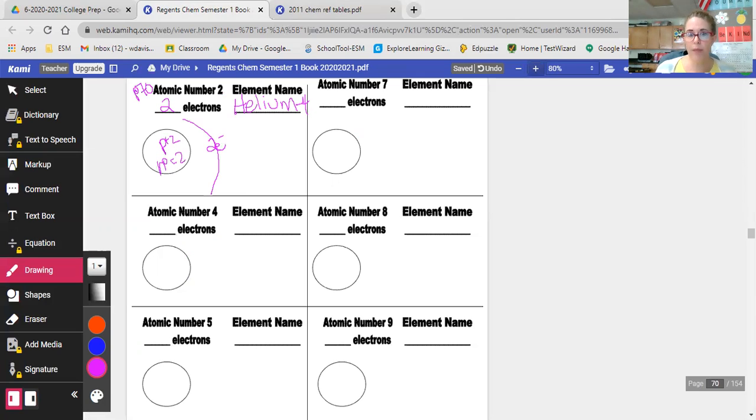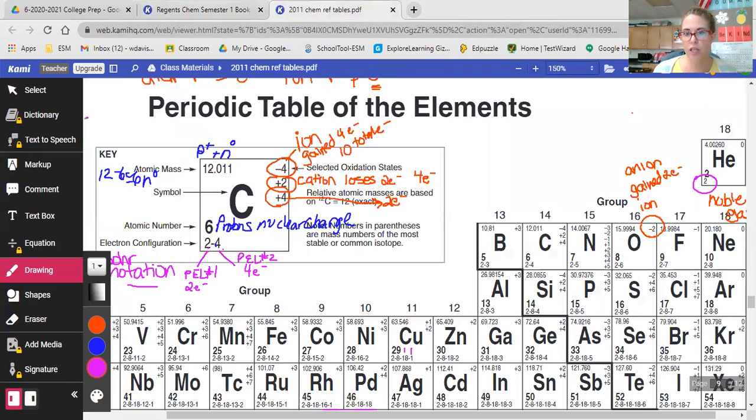Now let's go to atomic number 7. All right, atomic number 7, go to your periodic table. Atomic number 7 is nitrogen on your periodic table. You want to believe me? Nitrogen: atomic number 7, mass of 14, and electron configuration is 2-5.